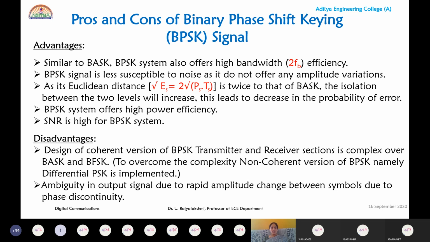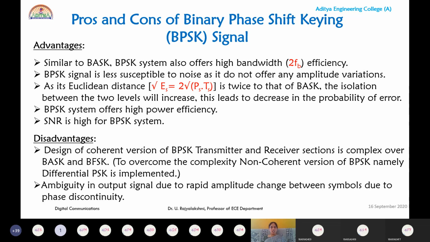And the second point is, here we don't have any amplitude variations, because the modulated signal consists of only phase variation, no amplitude variations. So it has high noise immunity. It is less susceptible to noise compared to BASK.